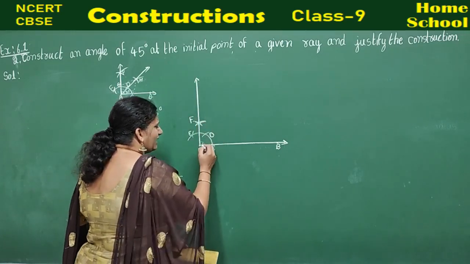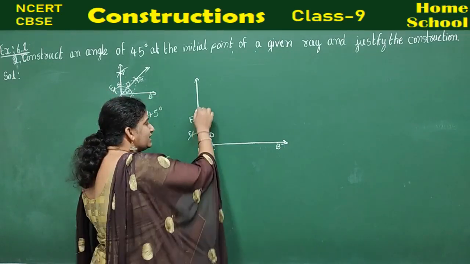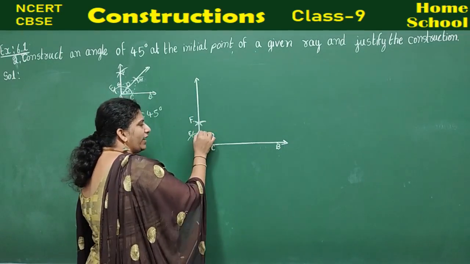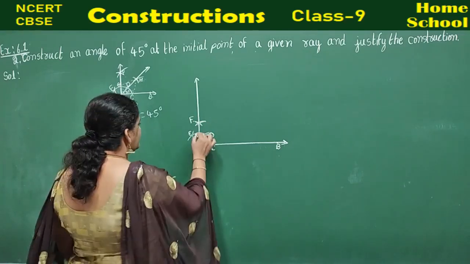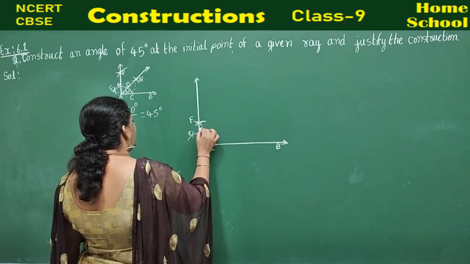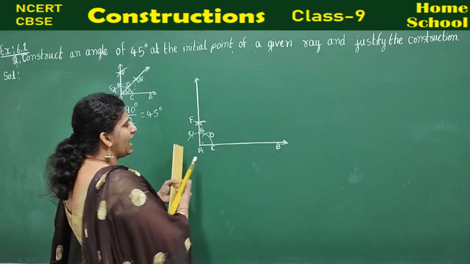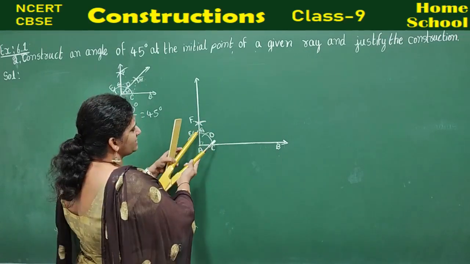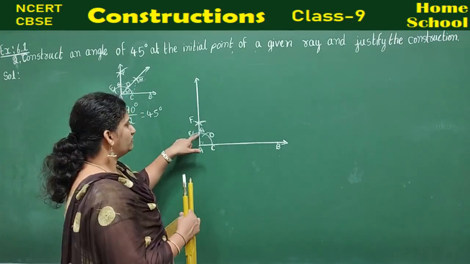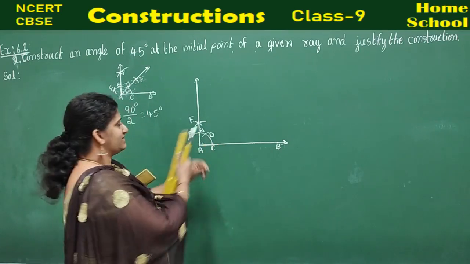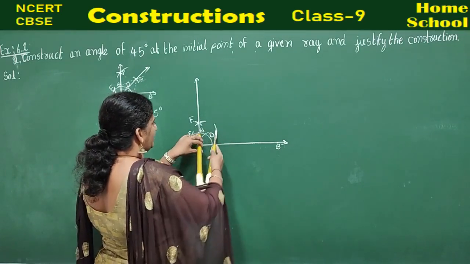What is the angle created here? 90 degrees. Now see the ray where it touches the arc you have drawn. Mark this point as G. Now take more than half. So from G and C as centers.